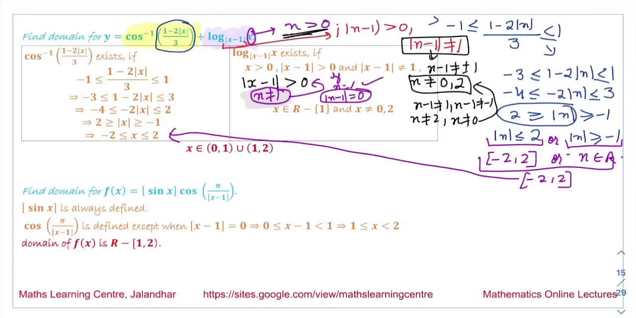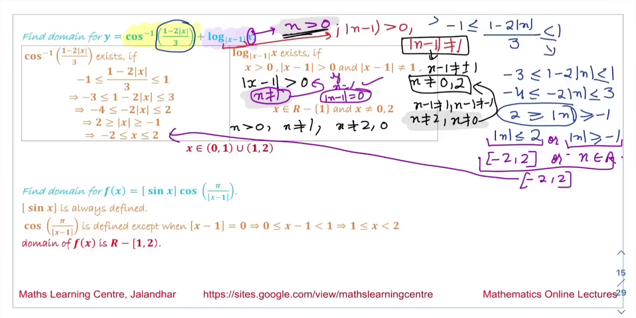From the first, we are getting x is greater than 0. And last, from this, we are getting this value we are talking about. So we have three conditions we have obtained: x is greater than 0, second, x is not equal to 1, and third, x is not equal to 2 and 0.